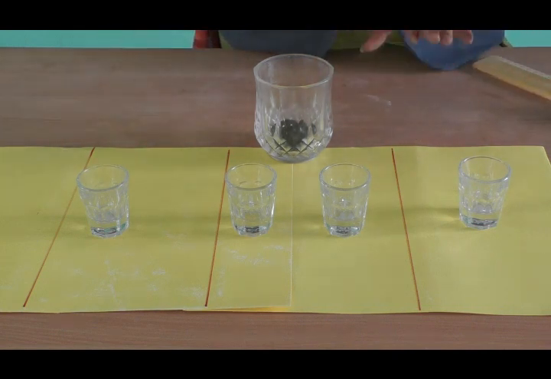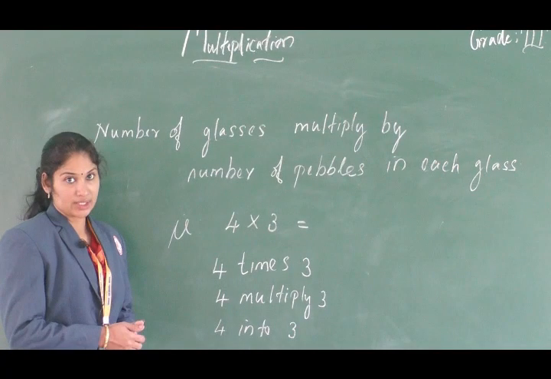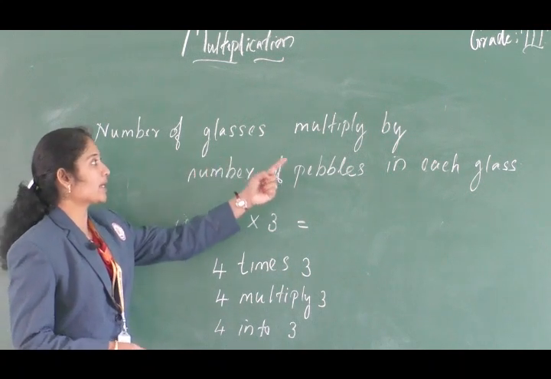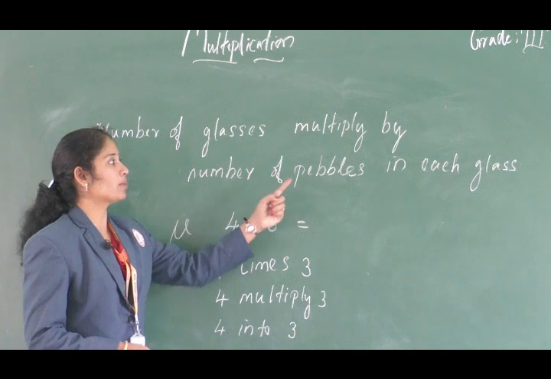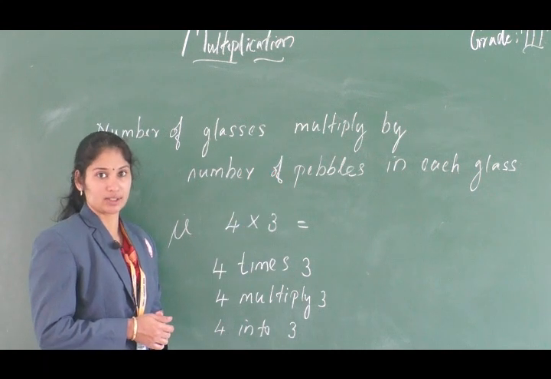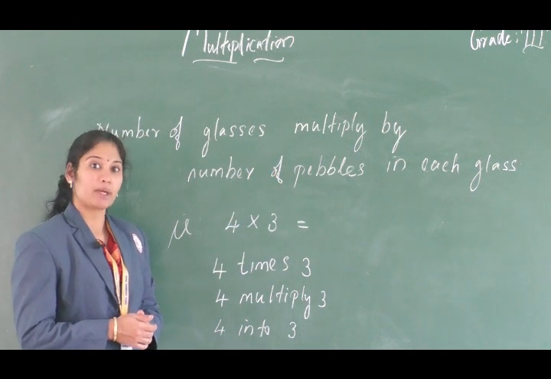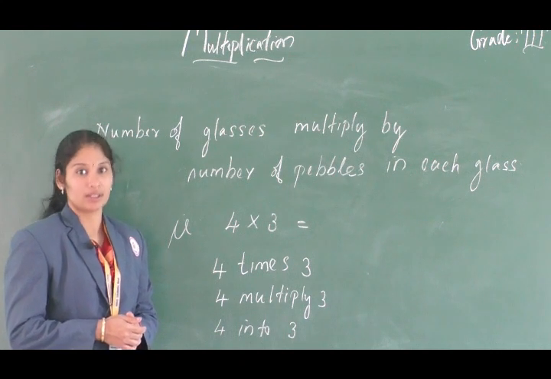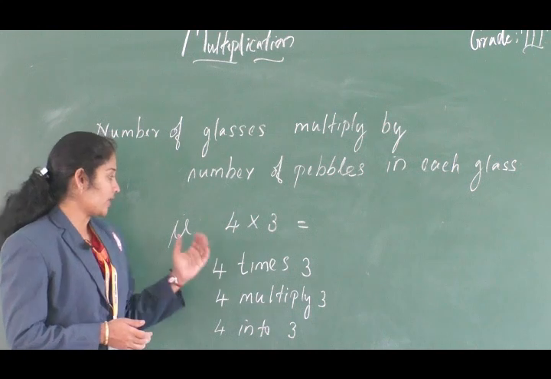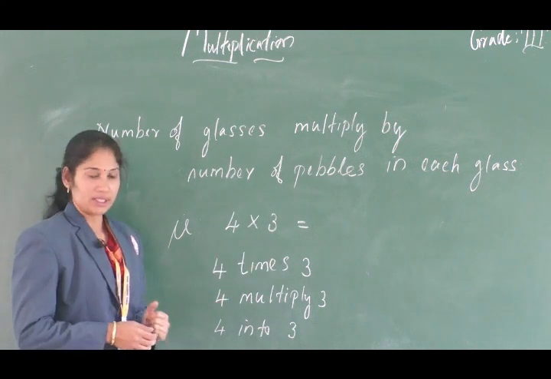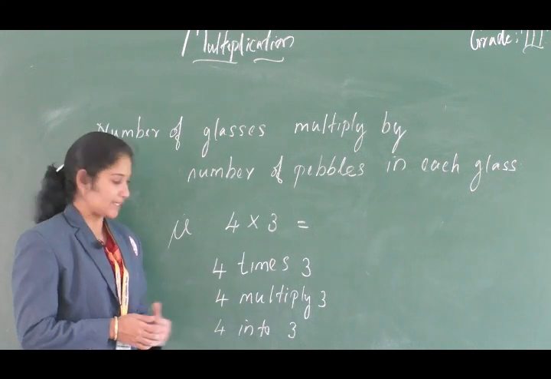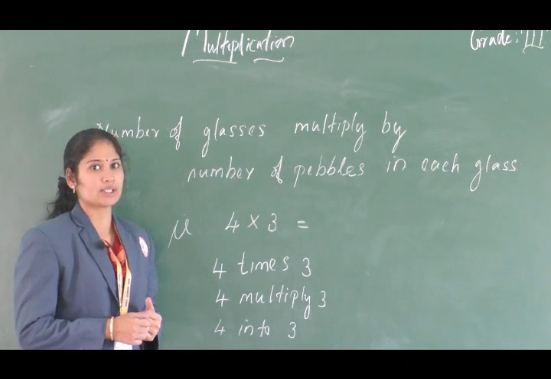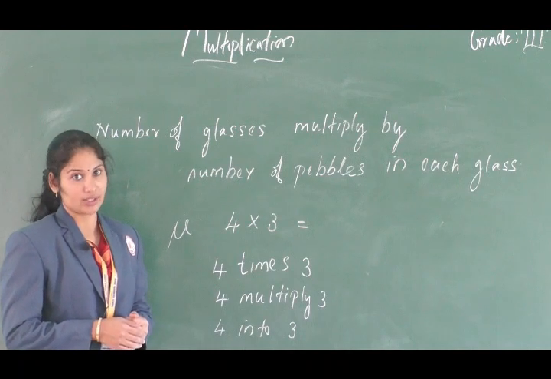This is called a repeated addition. Children, this can also be written as number of glasses multiplied by number of pebbles in each glass. We already learned multiplication table of 4. What is 4 into 3? Yes, 12. We can say 4 times 3 or 4 multiplied by 3 or 4 into 3. What is multiplication? Yes, repeated addition.